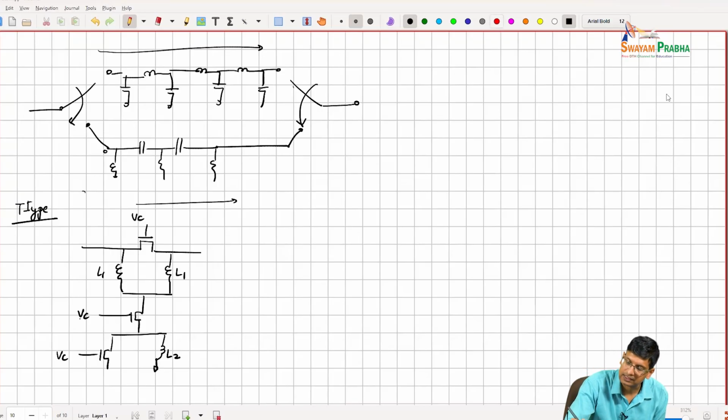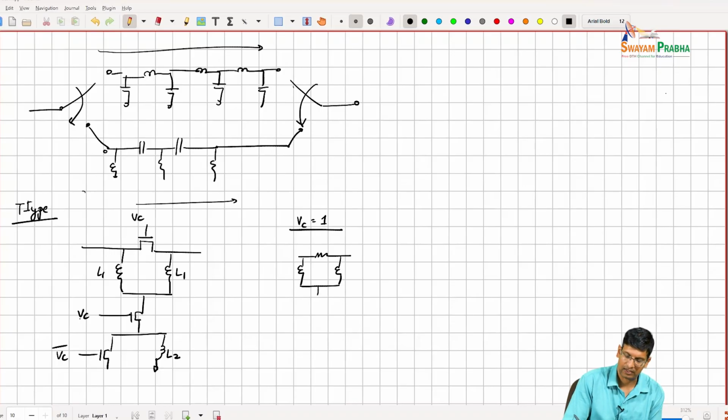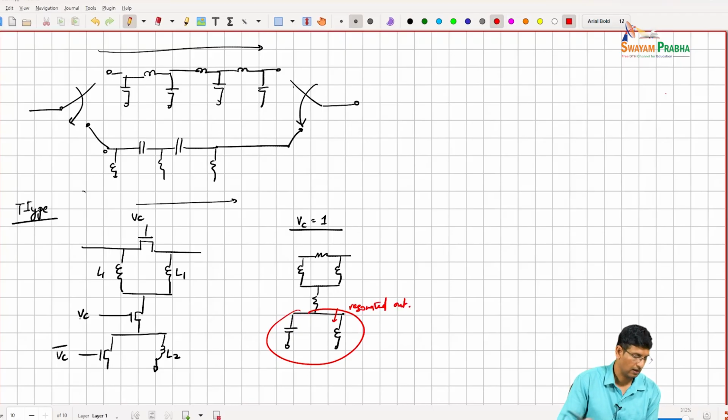And in this case, when VC bar, when VC is equal to 1, right, then that particular path is on, and then you have these inductances that are joined together, right? But you are basically trying to then enable this and get a resonance out here, right? So you're trying to resonate this.